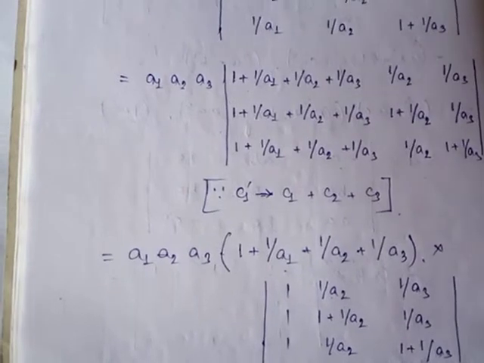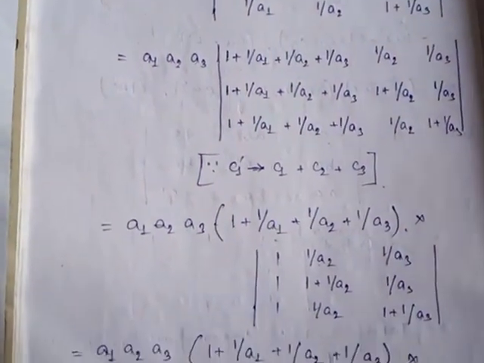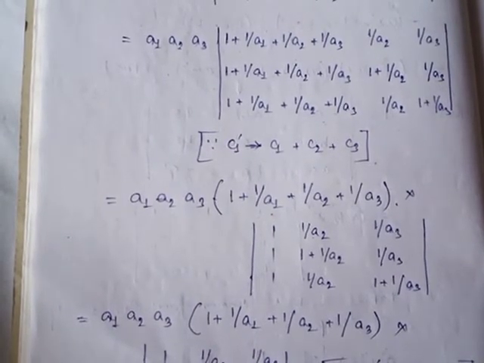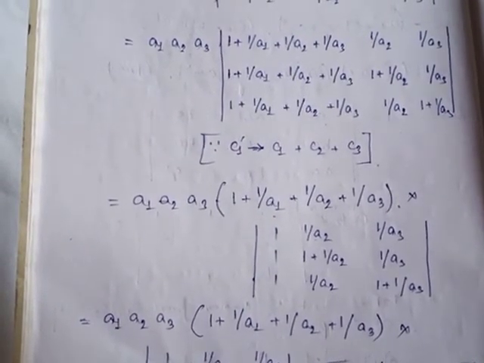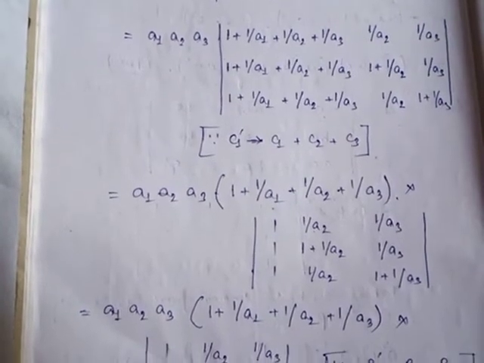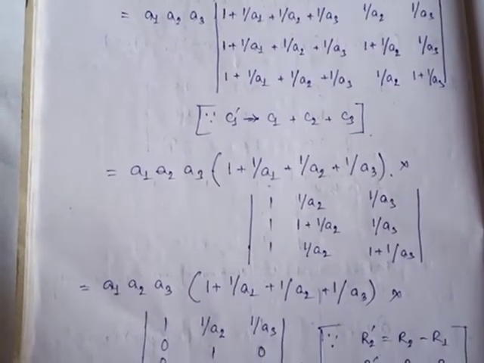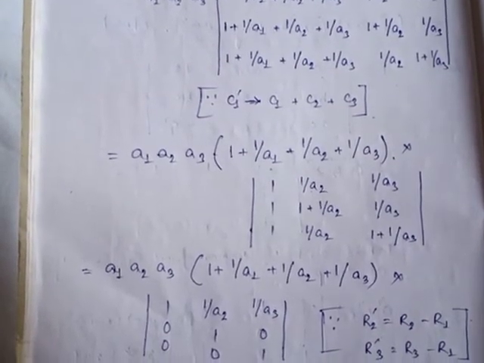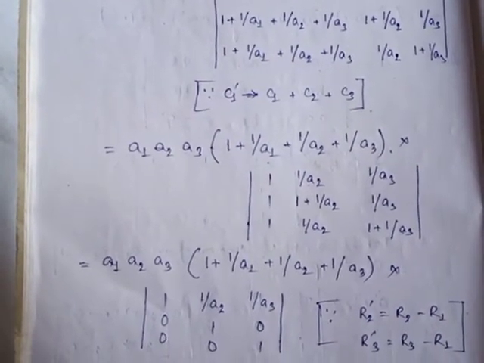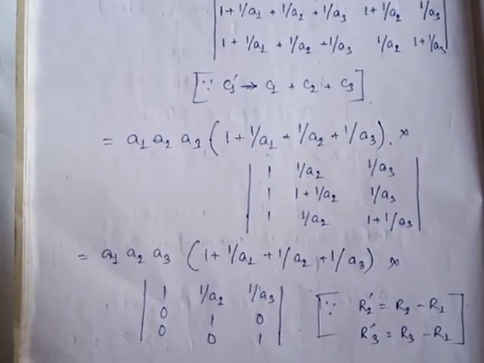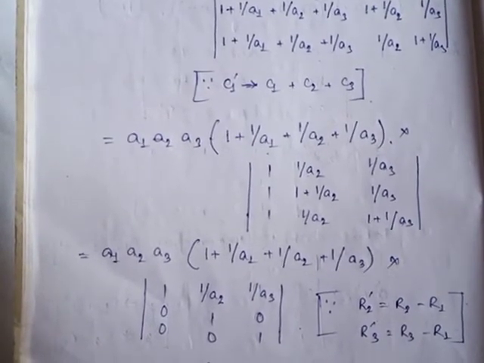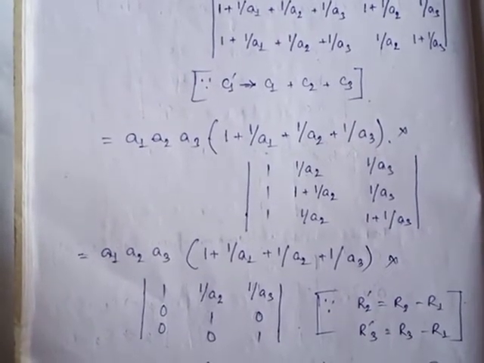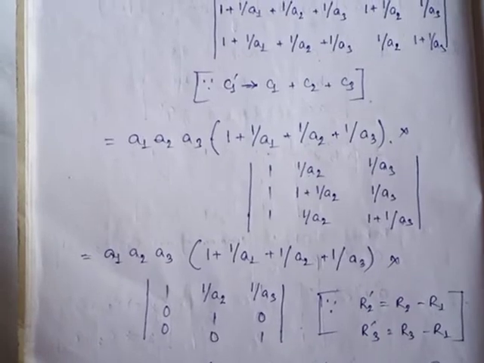1, 1, 1; 1, 1 plus 1 by a2, 1 by a2; 1, 1 by a3, 1 plus 1 by a3. Now after applying R2 dash equals R2 minus R1 and R3 dash equals R3 minus R1, we write the common part, and 1, 0, 0; 1 by a2, 1, 0; 1 by a3, 0, 1.